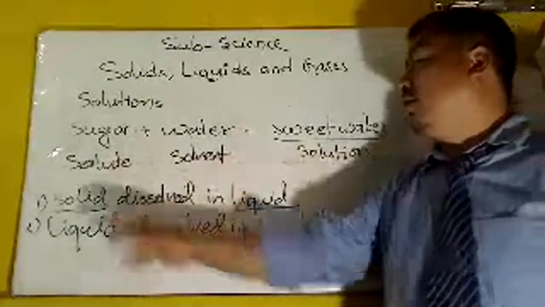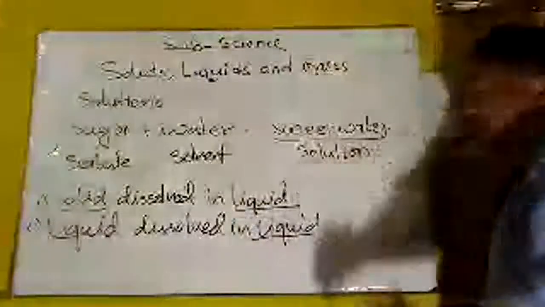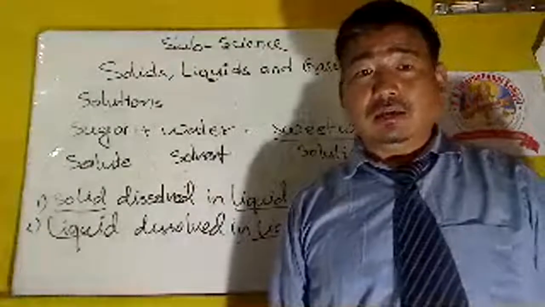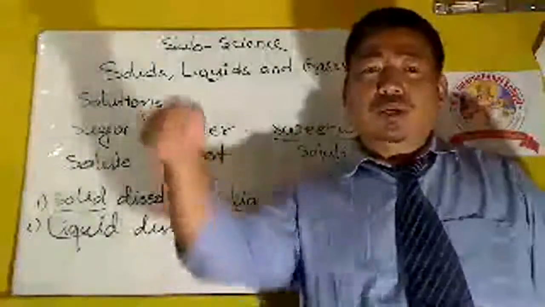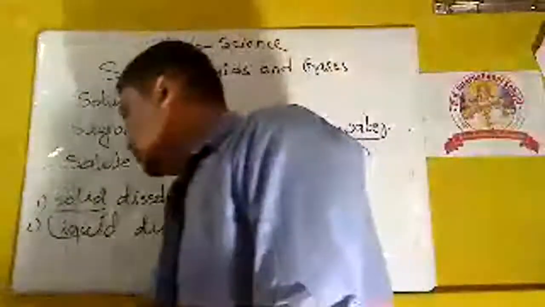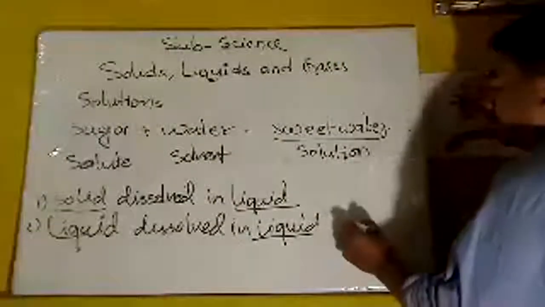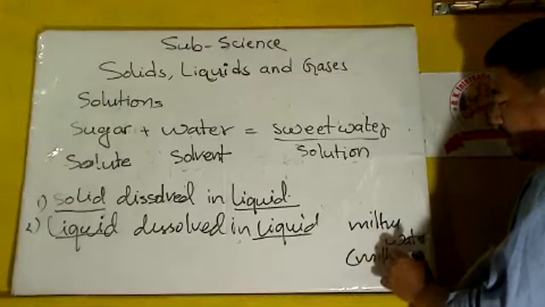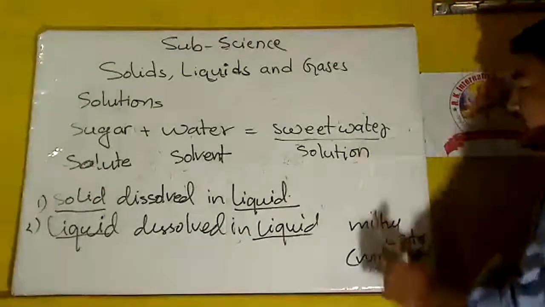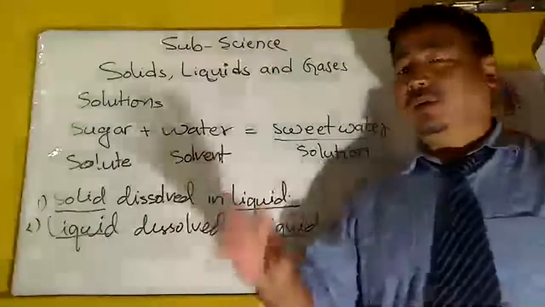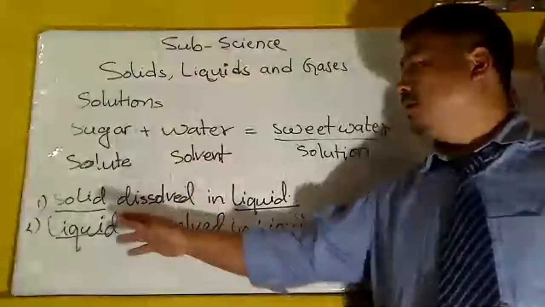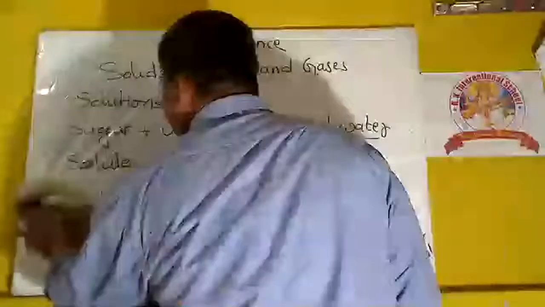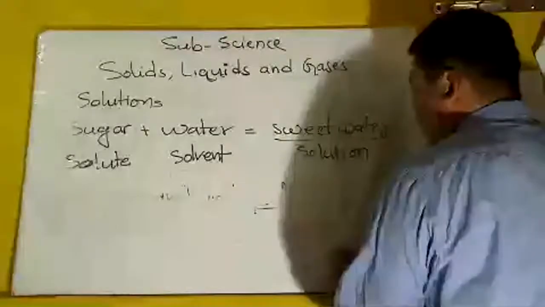Not only solids, we can add liquid in liquid. For example, we can take the example of milk. When we make tea, we put milk in water, and that milky water, like milkshake, is a solution. You might have seen, we can mix this liquid milk. So we have learned liquid and liquid.